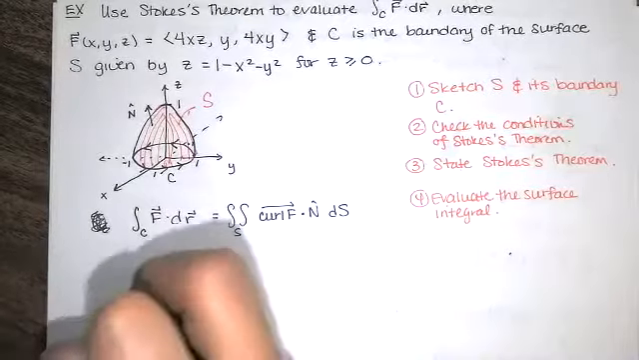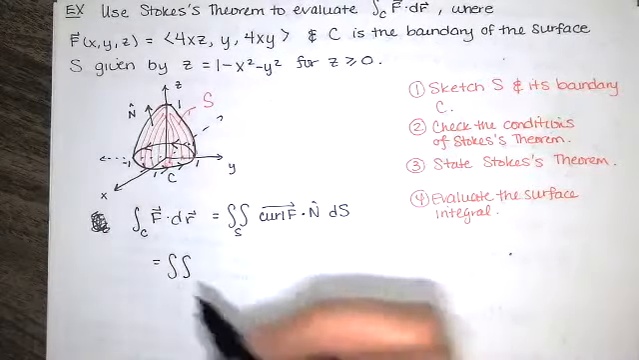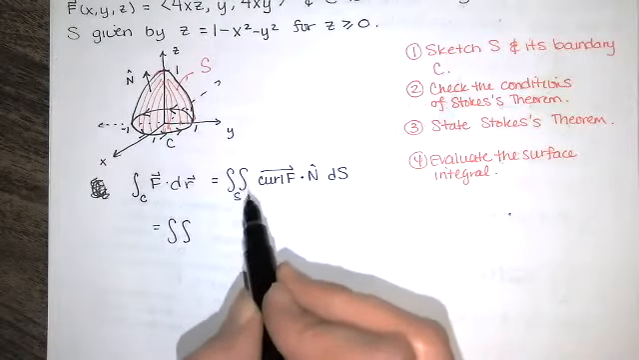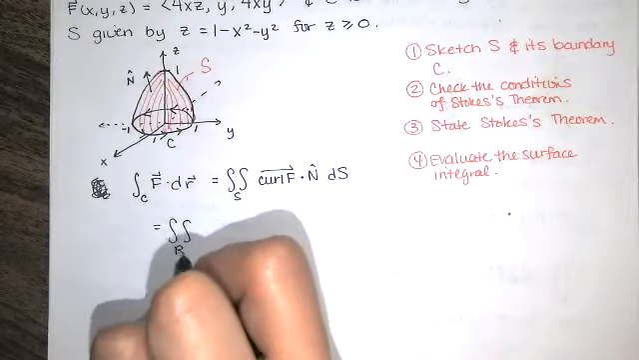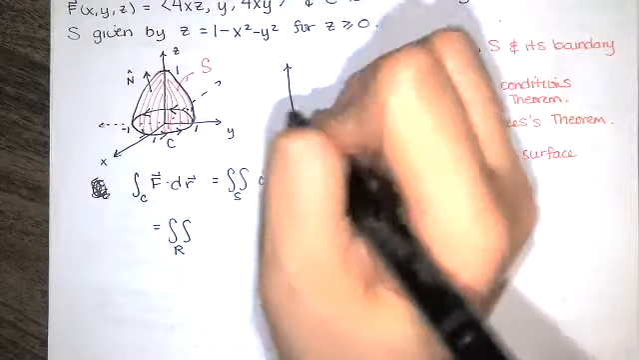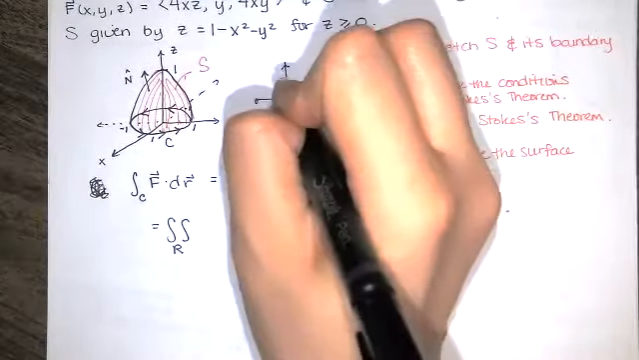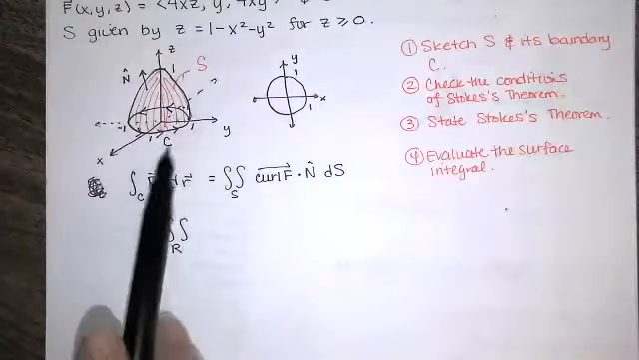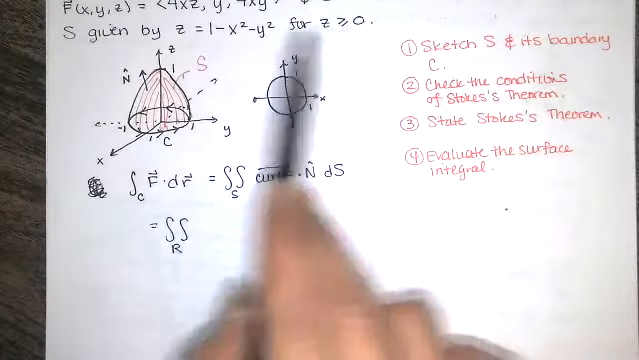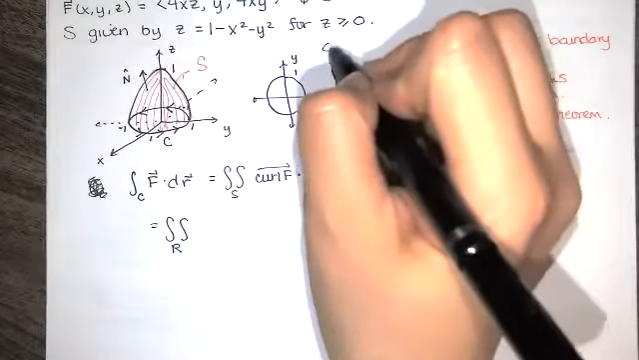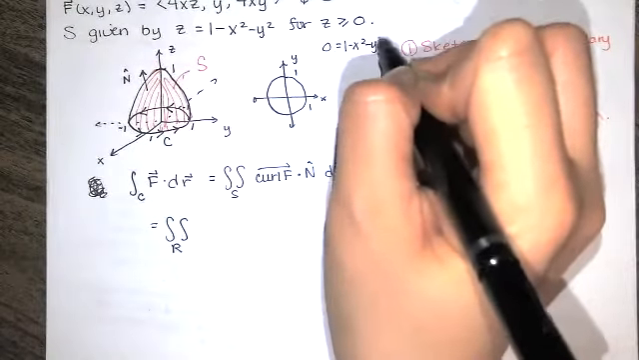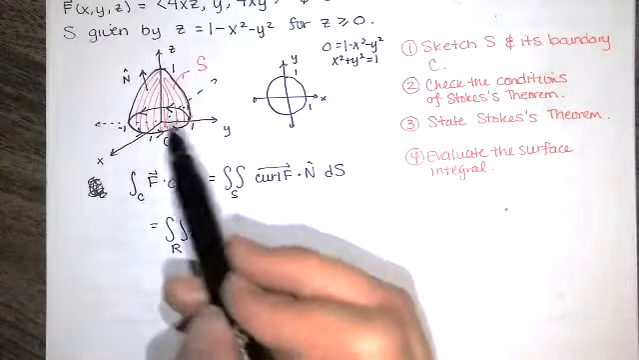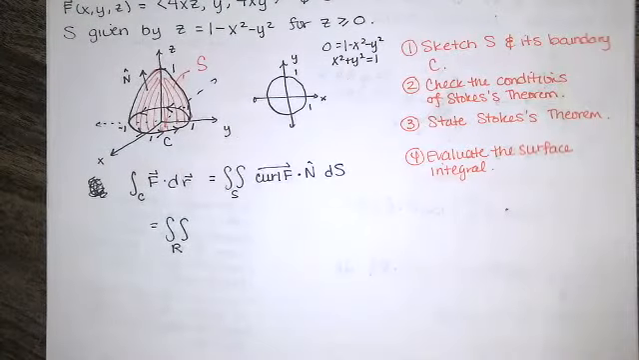Okay, so in order to evaluate a surface integral, instead of integrating over the surface, we look at the projection of the surface onto the xy plane. That's the region R, and we can see that our region R is a circle of radius 1. Now, if you don't see that, the way I found that was I set z equal to 0 here. So you have 0 equals 1 minus x squared minus y squared. And then if you rearrange that, you get the boundary is x squared plus y squared equals 1. So that's right here.